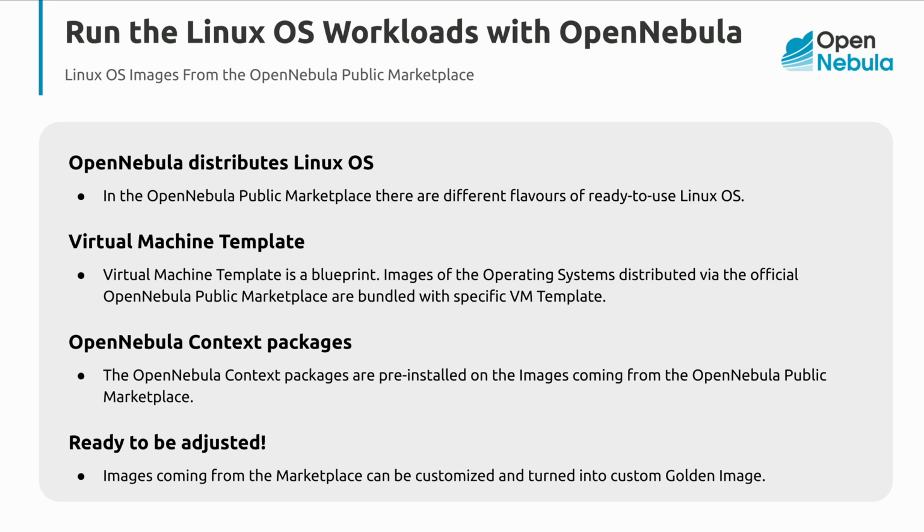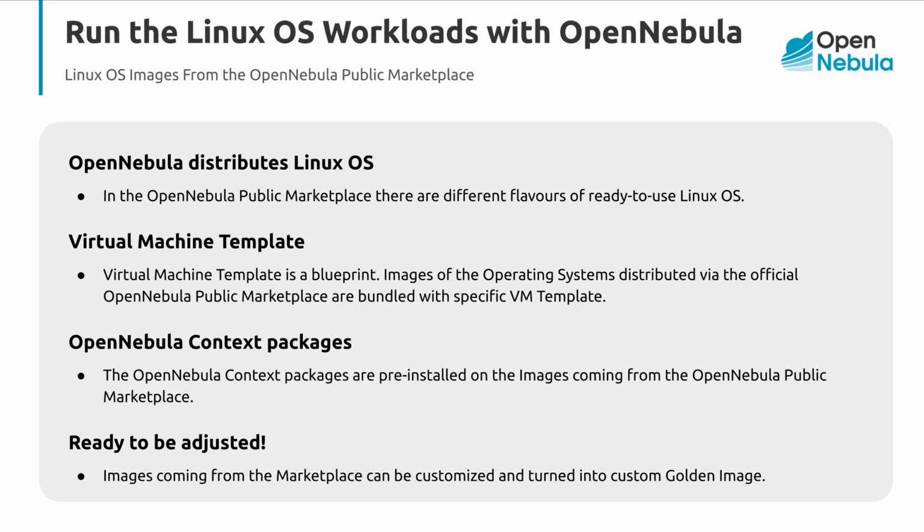In order to run virtual machines, you must have a virtual machine template, the blueprint for the further virtual machines. Images that are coming from the OpenNebula marketplace are bundled with ready-to-use virtual machine templates. These can act as a base for your custom templates or be used as is. OpenNebula contextualization packages enable the virtual machine management capabilities that OpenNebula offers. These packages are pre-installed on every operating system image that is distributed via the OpenNebula marketplace. Should you build an image yourself, you will need to install the context packages as well.